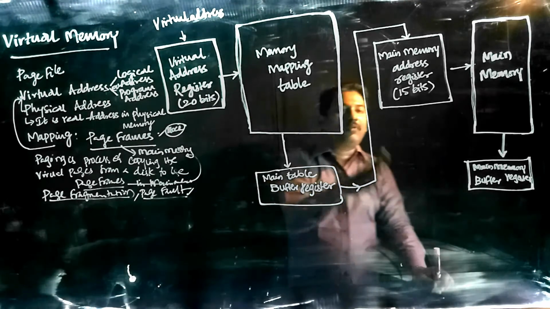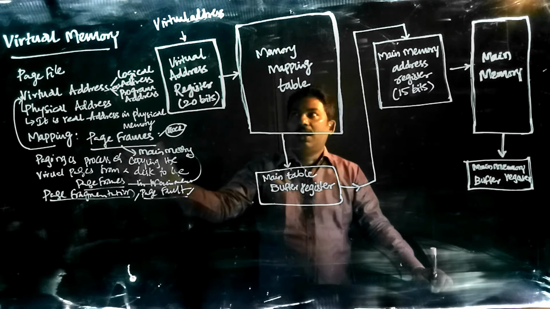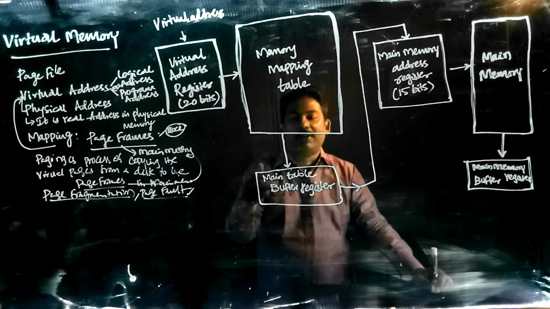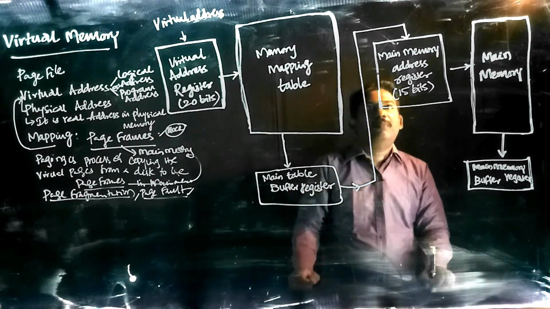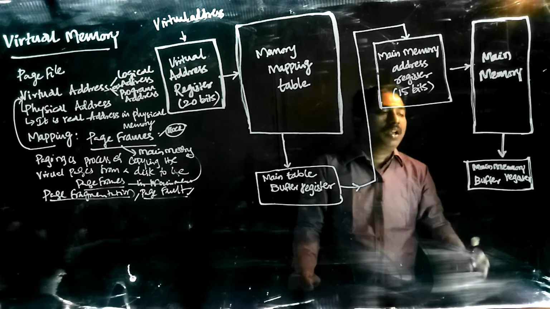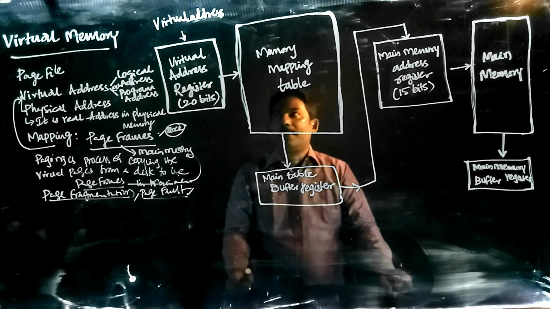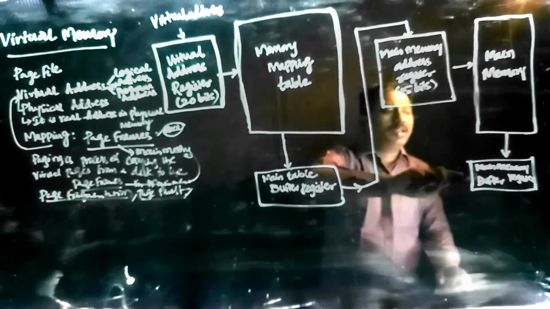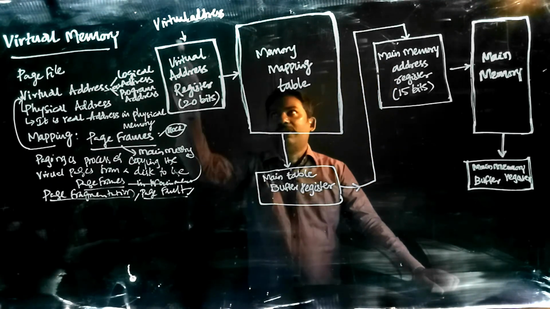So RAM requires some memory. For it, we take a part of the virtual memory, and the virtual memory address, which is 20 bits, is transferred to the memory mapping table. From the memory mapping table it goes to the buffer register, then to the main memory address register of 15 bits, then to the main memory, and then to the main memory buffer register. This is the diagrammatic structure of virtual memory, the link between the virtual memory address and the main memory buffer. These are all the internal steps between the virtual address and the main address.